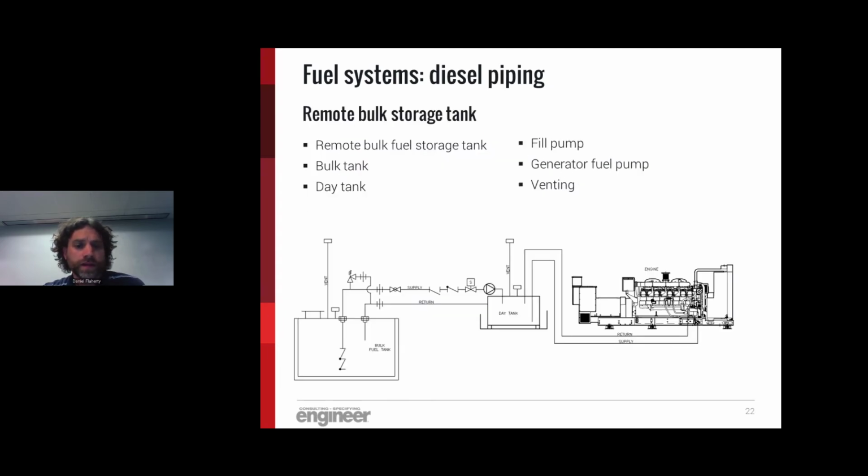Now looking at a diesel fuel piping system, we'll go through what the main components are. This is your typical arrangement for the diesel fuel piping system. You'll have a bulk storage tank, a day tank, and an engine generator. The whole reason for the day tank is to make it easy for the pump on the engine generator to pull fuel out of the tank and run it through the engine.